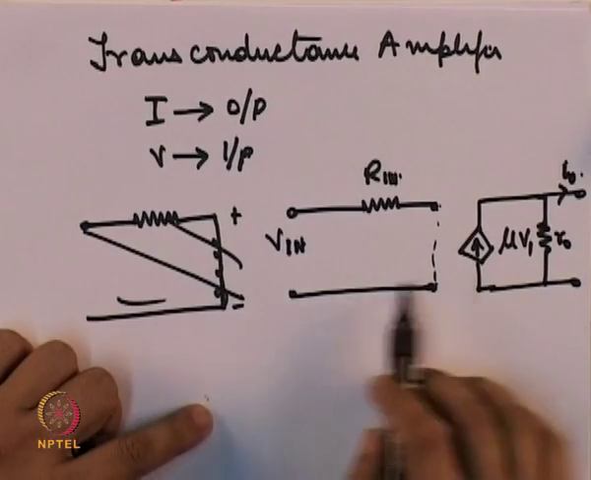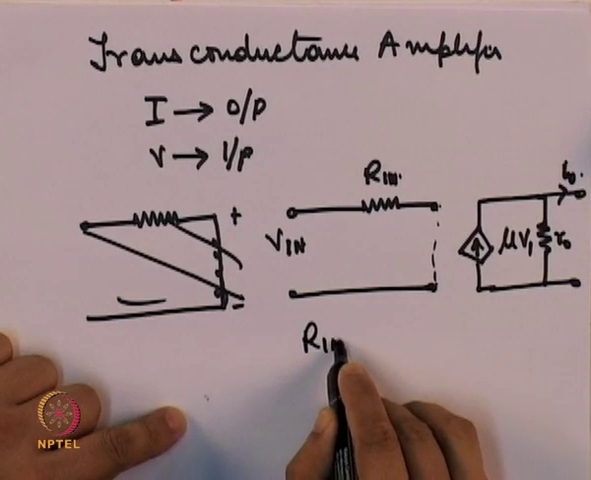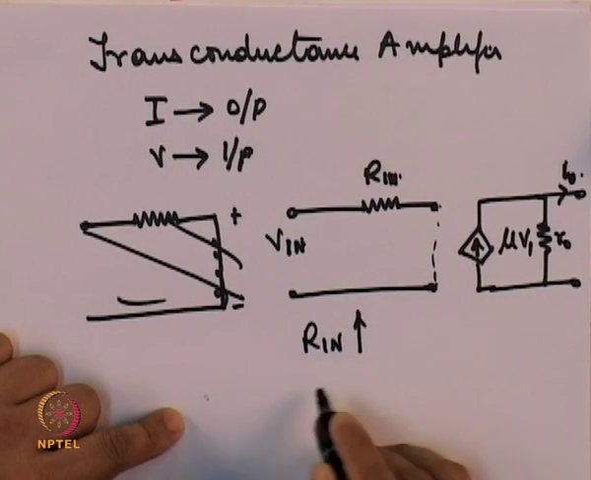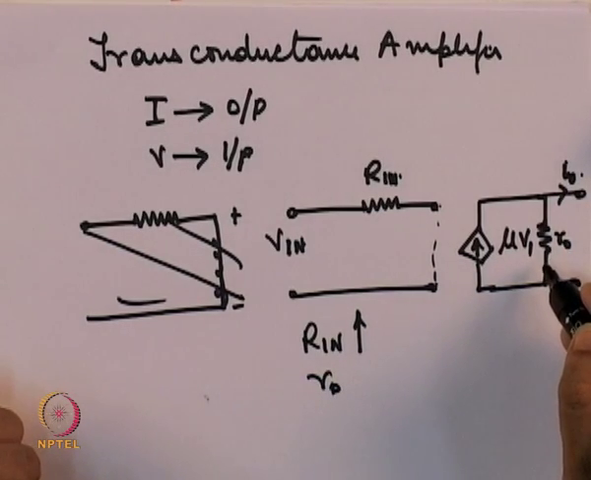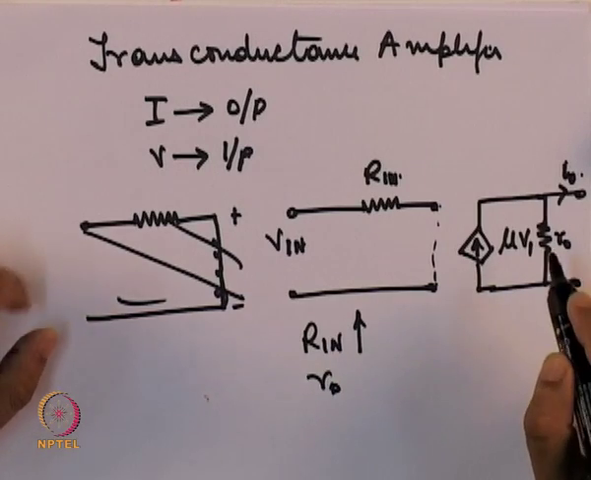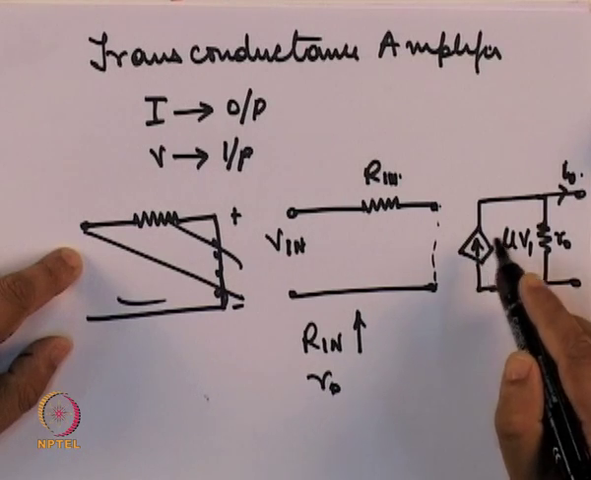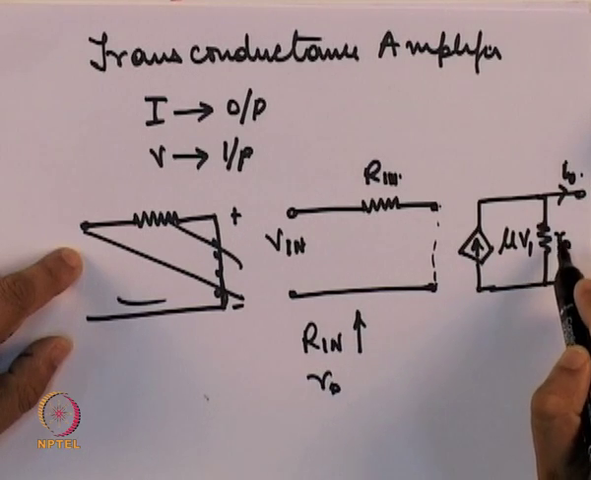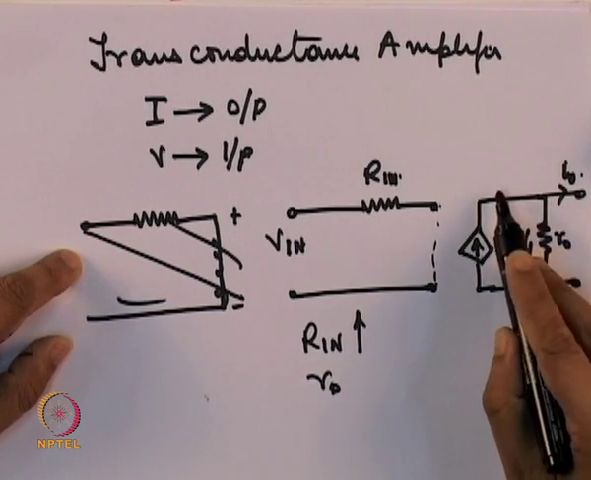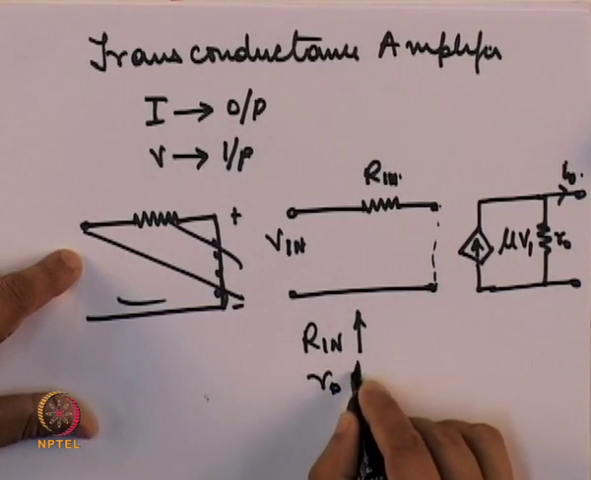For this case, however, the input conditions remain the same, that is R in as high as possible, but in this case R0 should also be as high as possible. The reason being, we do not want any part of the current produced by this current source to leak into this R0. We want all of that current to go to I0, hence R0 should also be high.